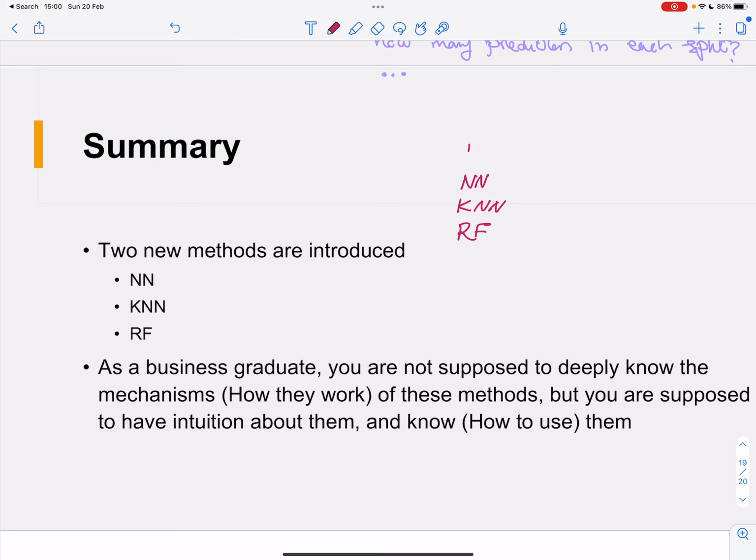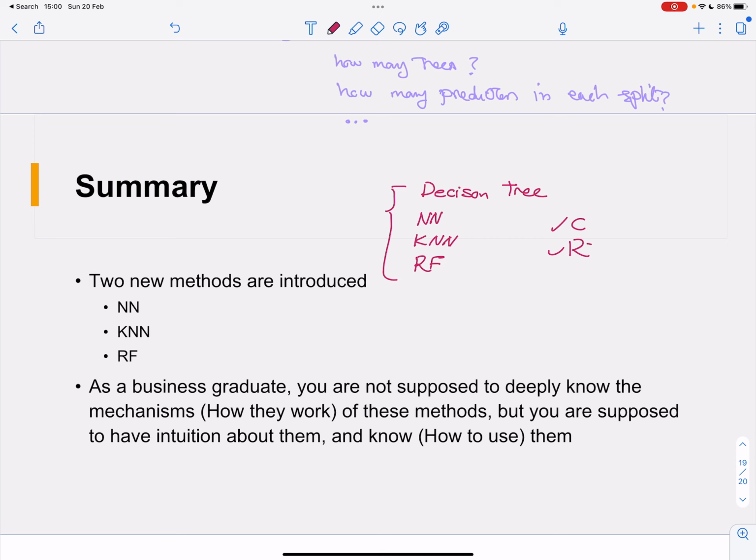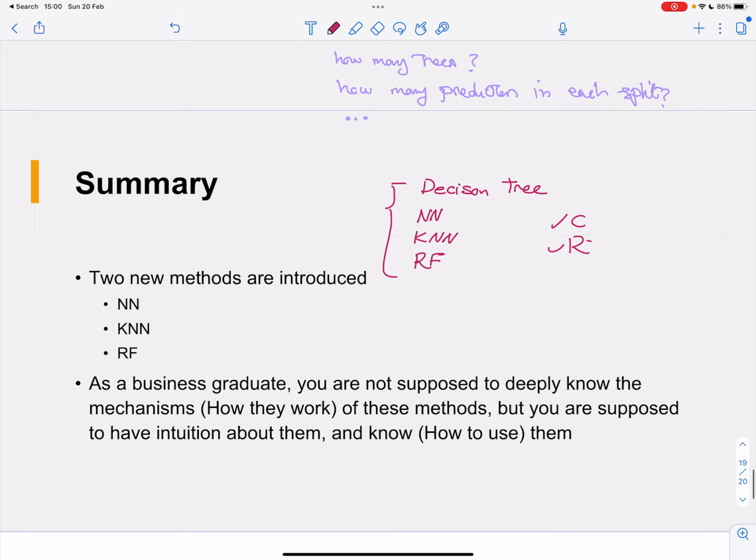So we had the decision tree from the previous lectures, and now your arsenal has three tools, and they are very versatile. They are different, and all of them can work with both classification and regression problems, so they can handle both.